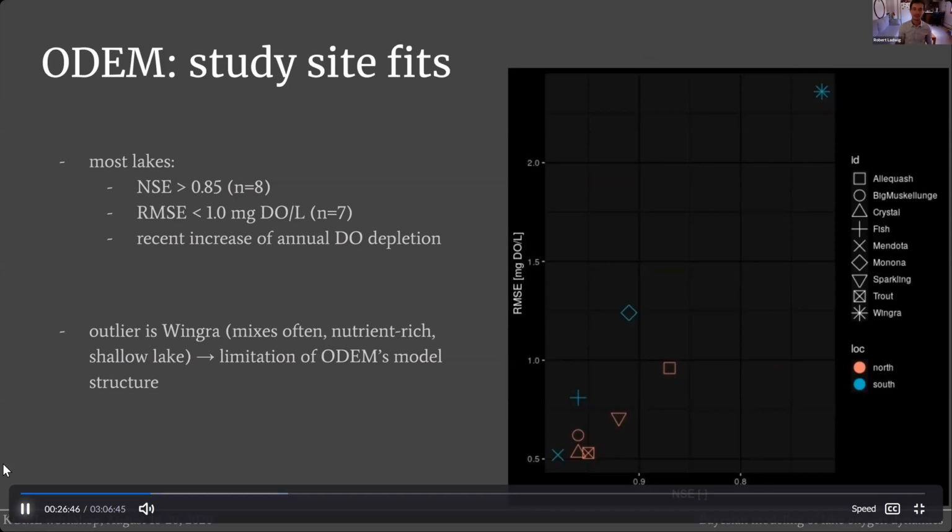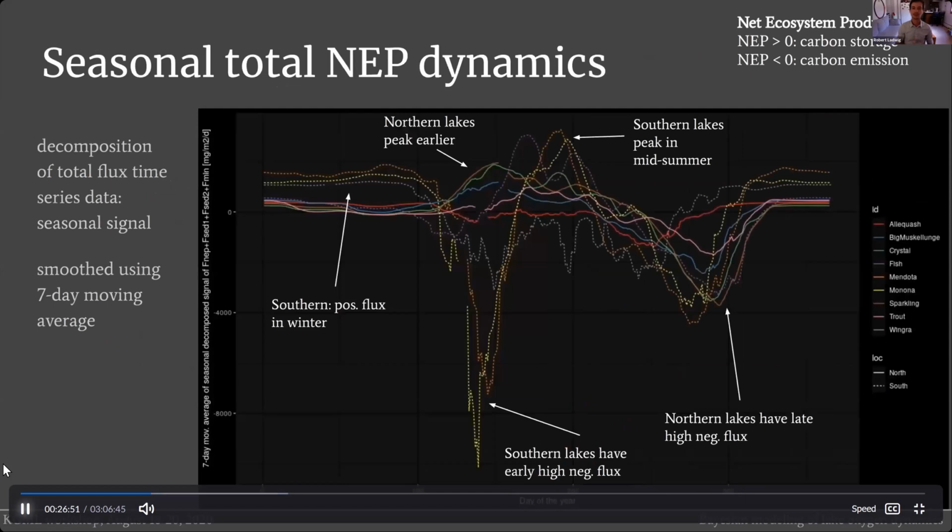So I want to show some results of the process-based modeling. Here you can see the total sum of all the fluxes over 1 year, so the seasonal dynamics of this total flux, which is the total net ecosystem production. To simplify this, if this value is above 0, we have a storage of carbon in the lake, or if it's below 0, the lake is emitting carbon into the environment. And here the solid lines show you the northern lakes, and the dotted lines show you the southern lakes. And you can really see that these two catchments are distinct from each other.